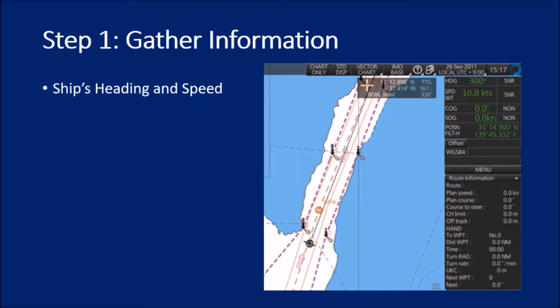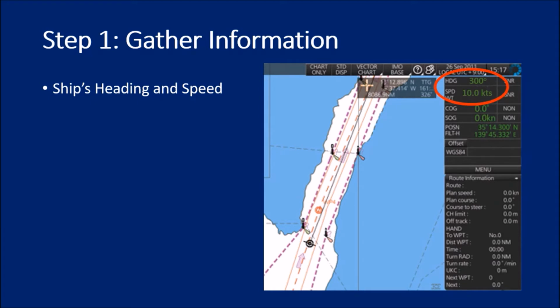Step 1 of the dot method is to gather all the required information. The first thing that we want to get is the ship's heading and speed. The easiest place to find this is on your ECDIS display. On this example ECDIS, in the top right hand corner, you'll see that the ship's heading is 300 degrees true with a speed of 10 knots.